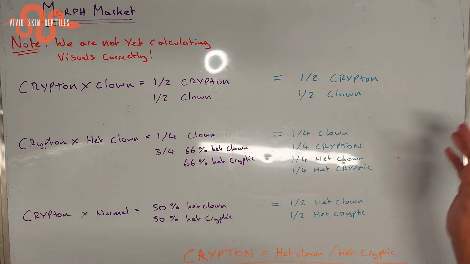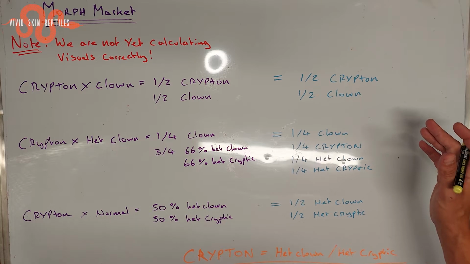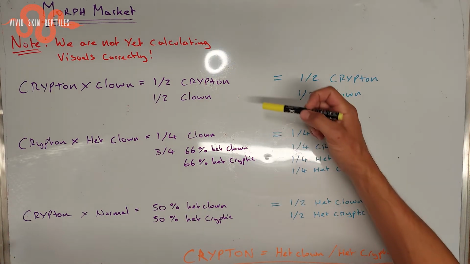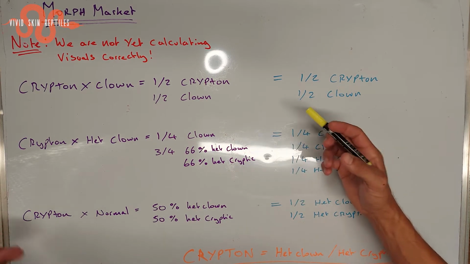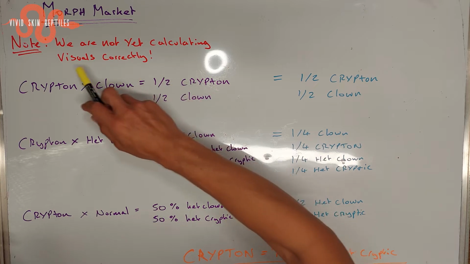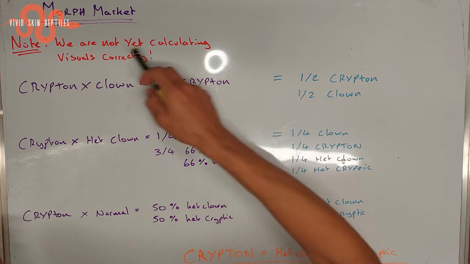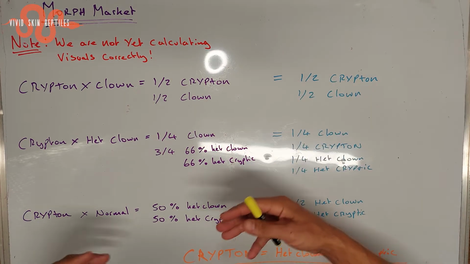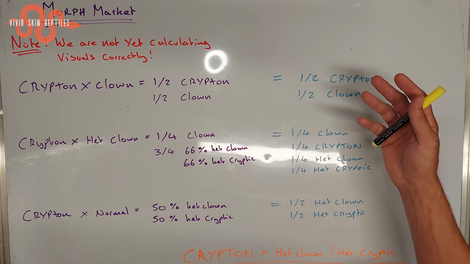Okay guys, sorry, I'm using my rubbish old whiteboard to try and write this out. This is basically just trying to explain, because the morph market calculator doesn't really work for kryptons properly at the moment. They do put a note on there saying we are not yet calculating visuals correctly. This is exactly the same note that you'll get for tophinos or candinos, because you've got the same allelic recessive response, where you're essentially getting a visual double recessive.